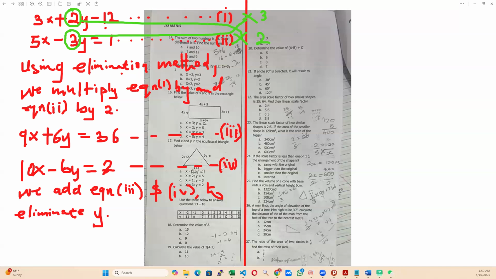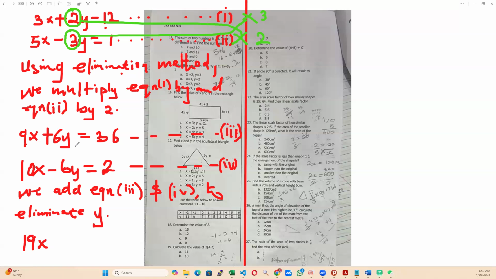When we add 3 and 4, 9x plus 10x, what would you get? 9x plus 10x, that is 19x. So we have 19x.